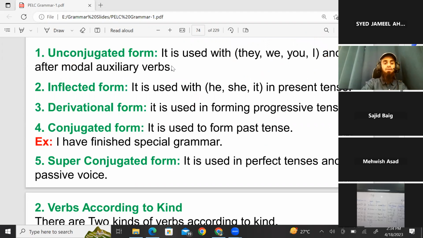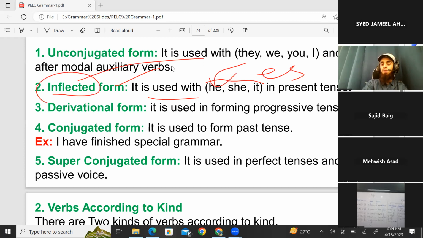Yeah. Next we have the inflected form. It is going to be used with he, she, it, in present tense. The goes form, the writes, reads, speaks, listens, catches, right? Now, the s or es form, you know it, and that is actually called the inflected form in grammar. From now onwards, you can call it the inflected form, to be used with he, she, and it. Derivational form, this is the ing form.